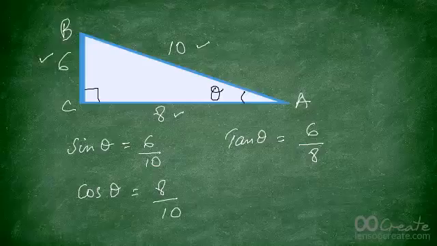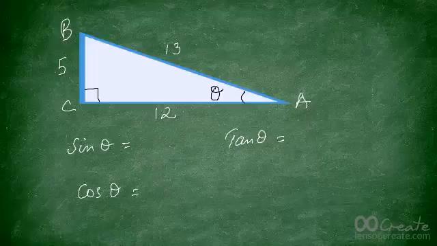I'll give you another triangle and I want you to figure out the trigonometric ratios on your own. Consider this new triangle that I've made here. Try finding out all the three trigonometric ratios for this particular triangle. Hit the pause button right now and calculate the values on your own.